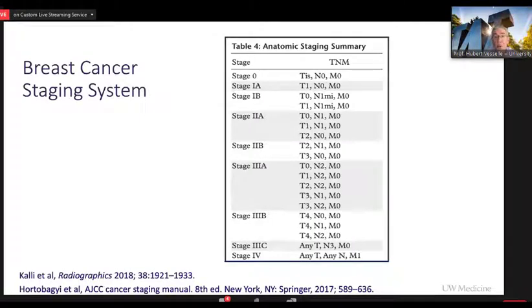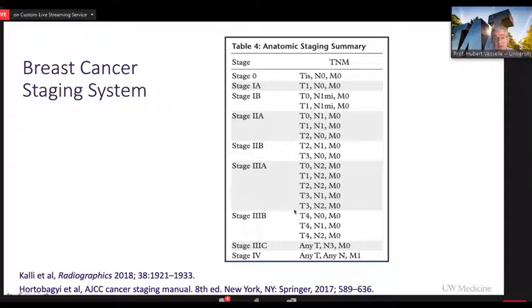So now that we have defined what the T, N, and M descriptors of the breast cancer staging system are, we can regroup them in prognostically equivalent subsets. So for example, stage 2B is either a tumor that is T2, which is between 2 and 5 centimeters in diameter, with an N1 node that is positive and no distant metastasis, or a T3 tumor, which is greater than 5 centimeters, but negative nodes and negative distant mets. Those two have equivalent 5-year survival and prognosis.